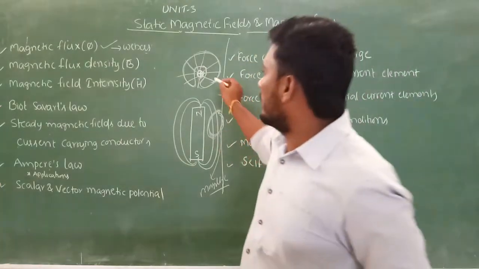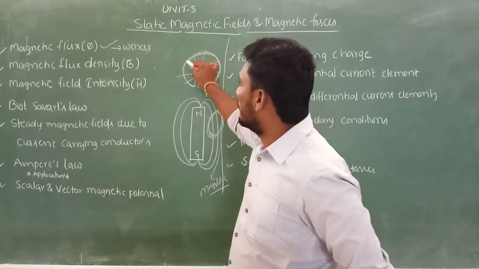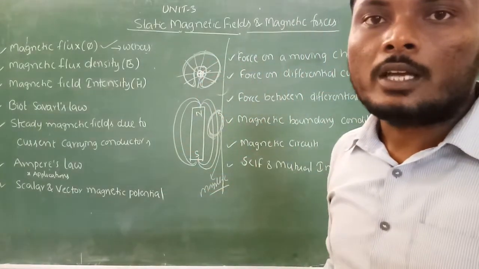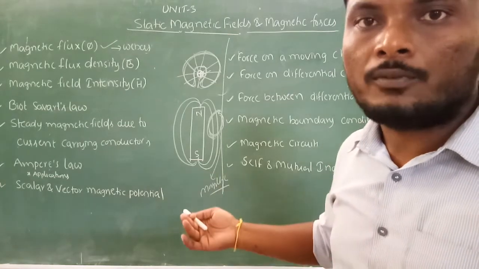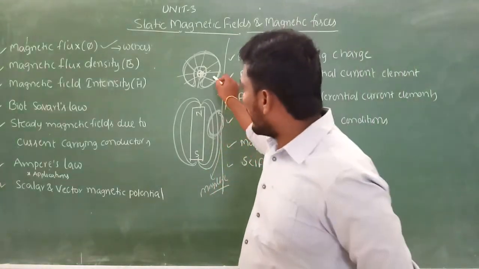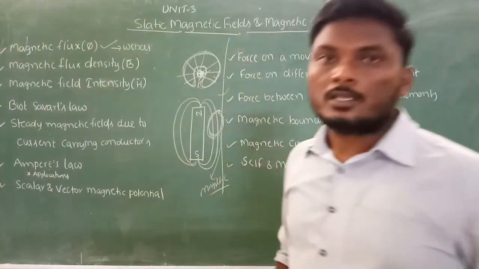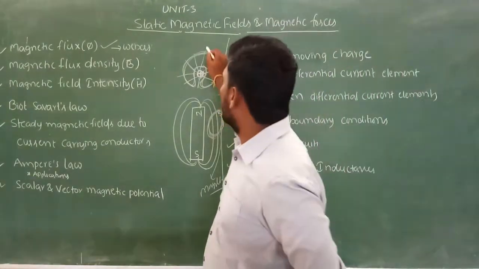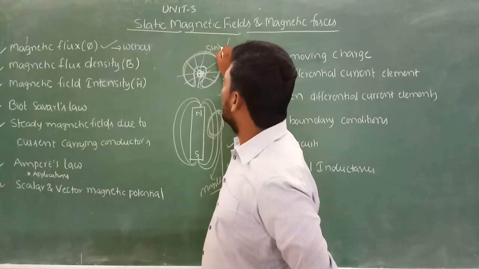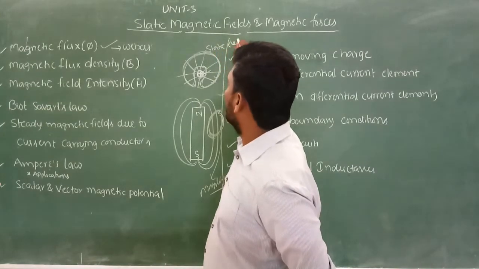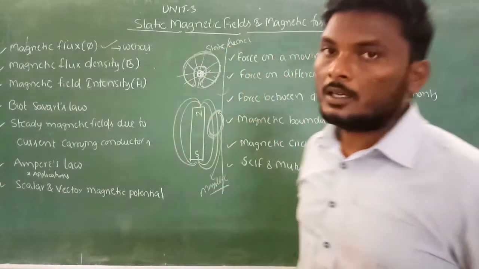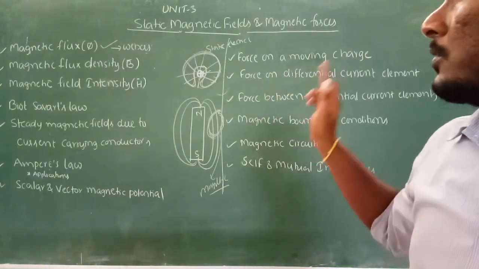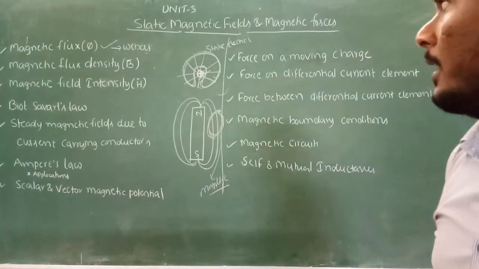The field produced by the static charge is called what field? It is a static field. As it is an electric field, the electric field produced by the static charge is called what field? Static electric field. The field is produced by the static electric charge, so that type of field is called a static electric field.